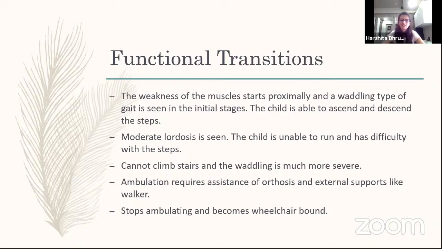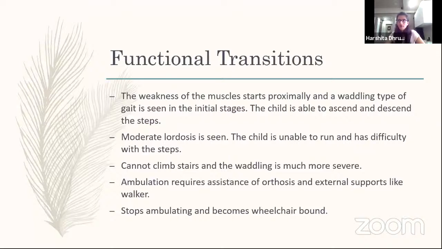What are the functional transitions that we see? Initially, the baby will present with some proximal muscle weakness and a waddling type of gait, but he'll still be able to walk on his own in the initial stages. But slowly, as the child grows up, he'll be able to ascend and descend the stairs on his own initially. He'll have a few falls, but still he would be able to do it. As the age progresses, the muscle becomes more fibrotic and there is atrophy, and the child is not able to do these activities on his own anymore.